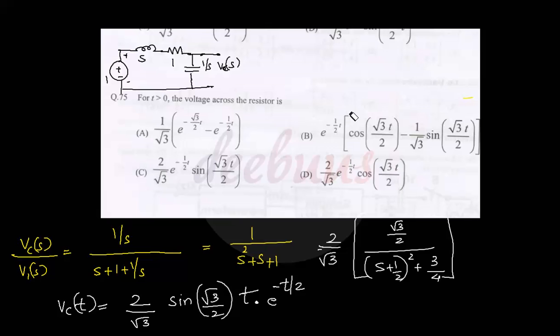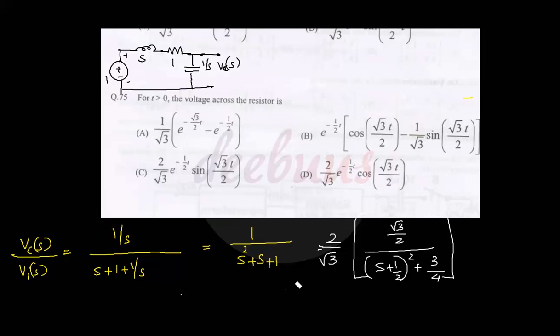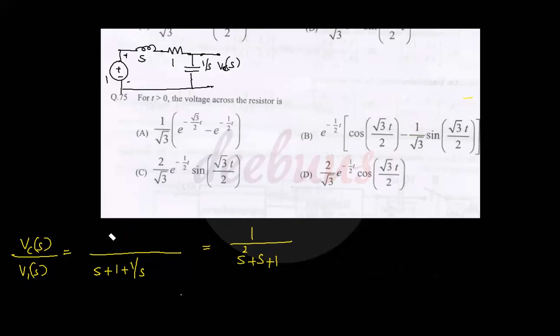Now checking the next question here: for t greater than 0, the voltage across the resistor is... In the earlier question we had to evaluate the voltage across the capacitor, now we have to evaluate the voltage across the resistor, right. So the expressions remain the same except this expression: Vc(S) equals (1/S) divided by (S + 1 + 1/S). On the numerator side, which was due to the capacitor contribution, it is now 1, right. Now multiplying both the numerator and denominator by S gives S/(S² + S + 1), right.